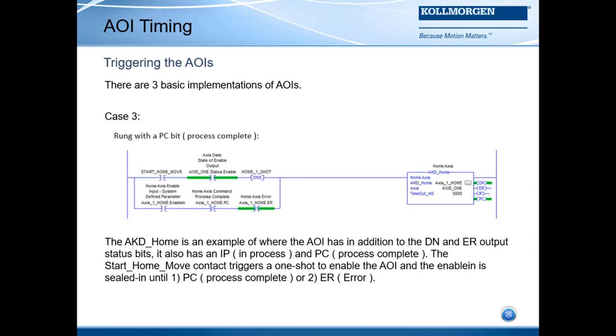Case 3, we show AKD home. It's an example where the add-on instruction has, in addition to the done and error output status bits, also an in process and a process complete bit. The start move home contact triggers a one-shot to enable the add-on instruction. The enable is sealed in until either 1, process complete or success, or 2, failure or error.